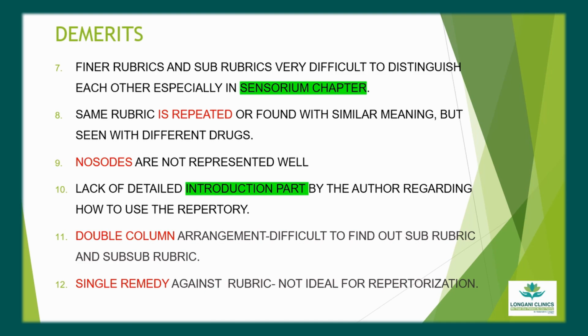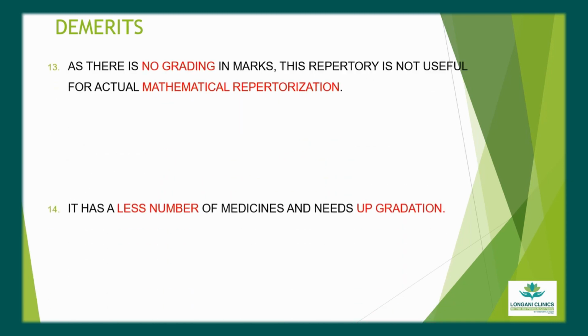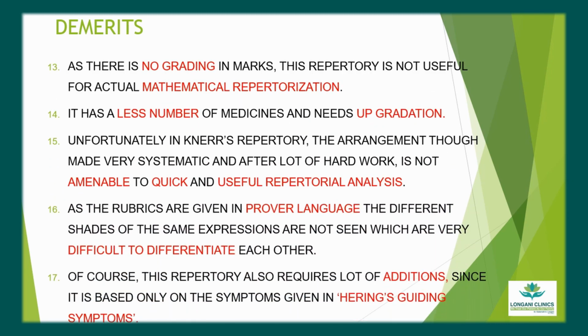11th one. Double column arrangement. Difficult to find out sub-rubrics and sub-sub-rubrics. 12th one. Single remedy against the rubric. Not ideal for repertorization. 13th one. As there is no grading in marks, this repertory is not useful for actual mathematical repertorization.